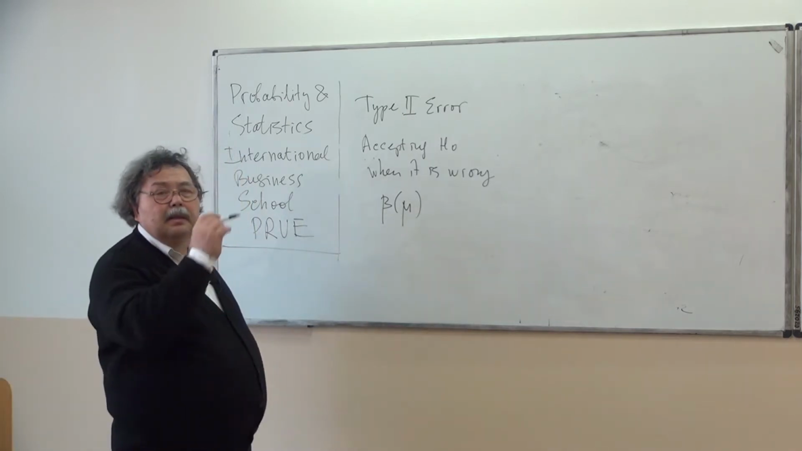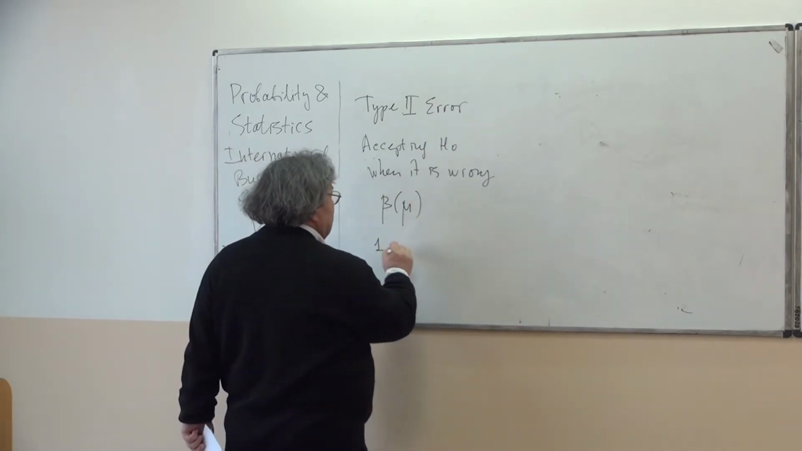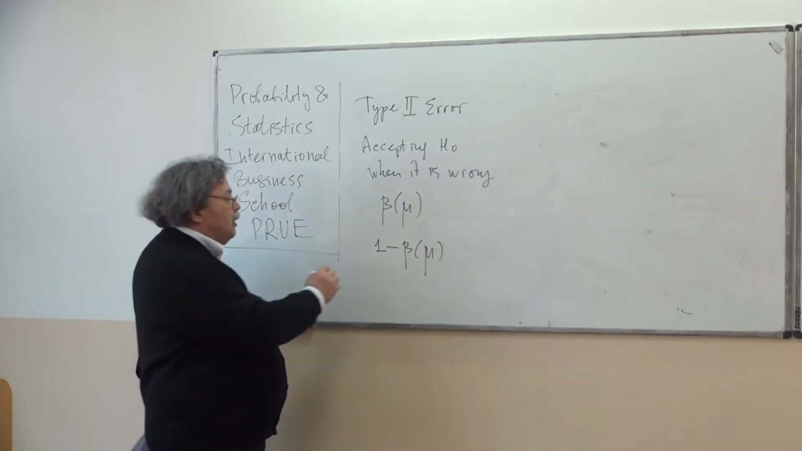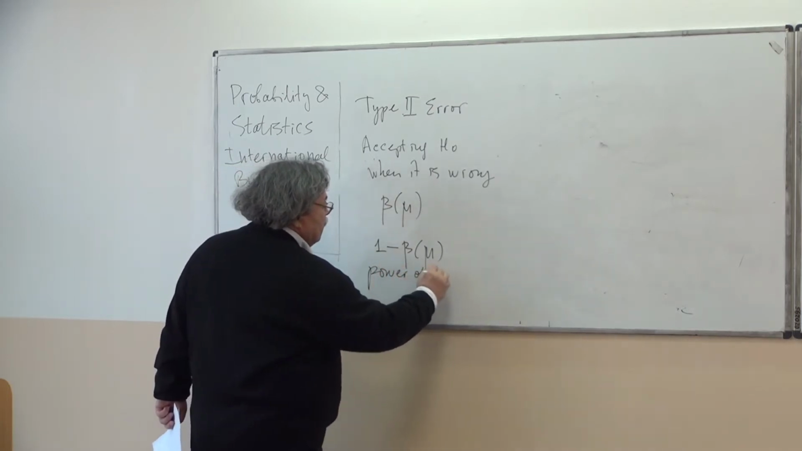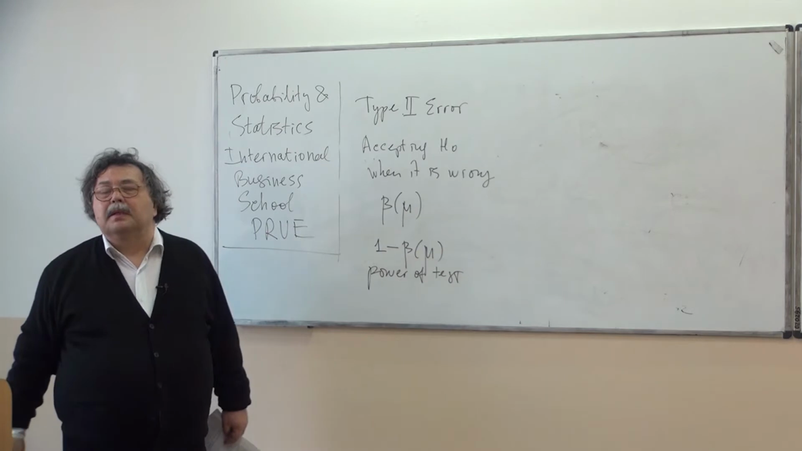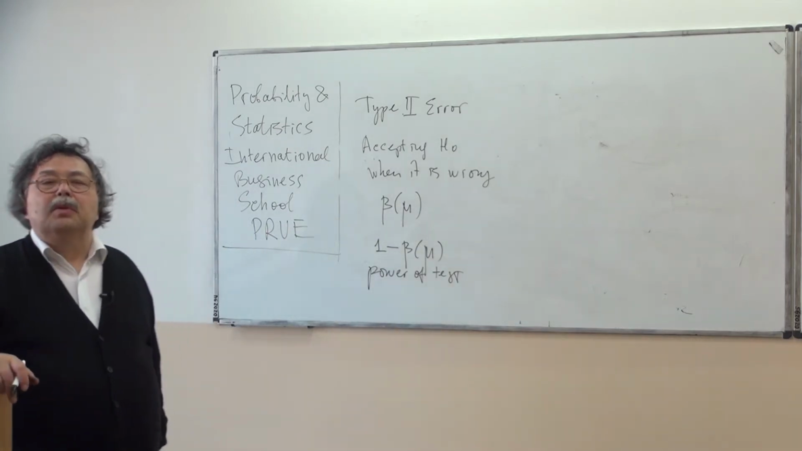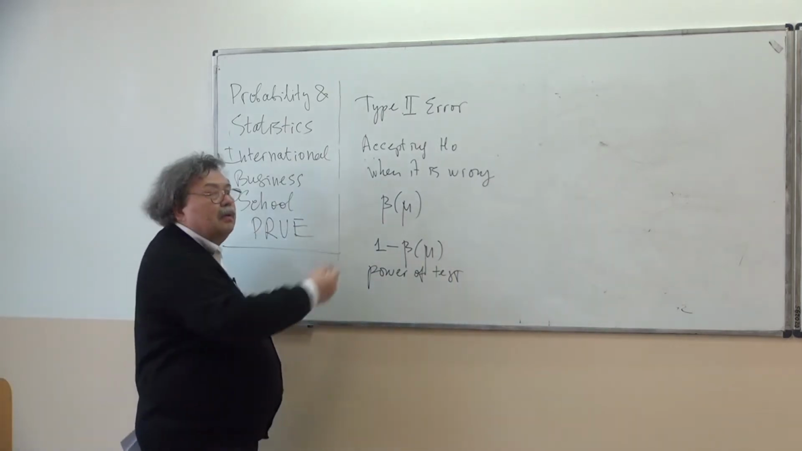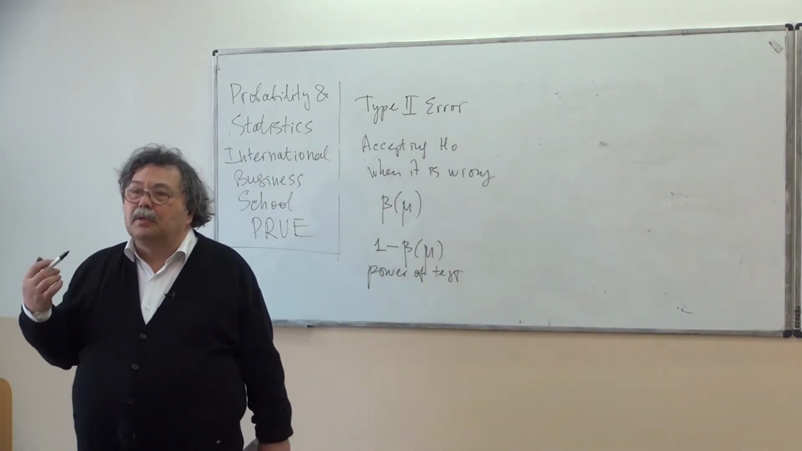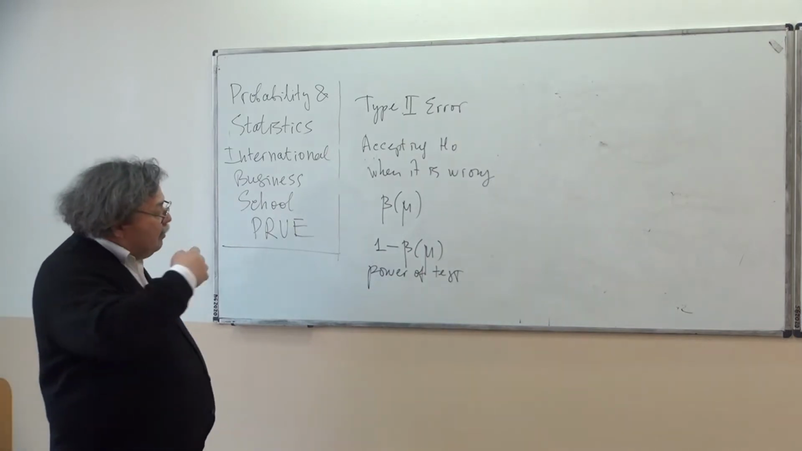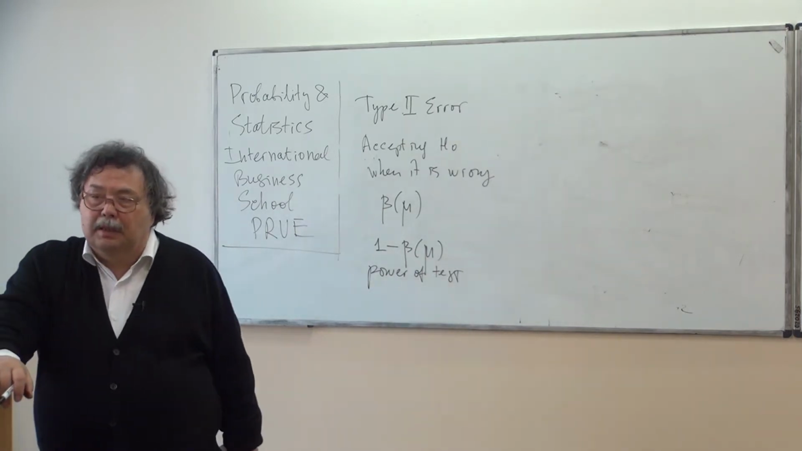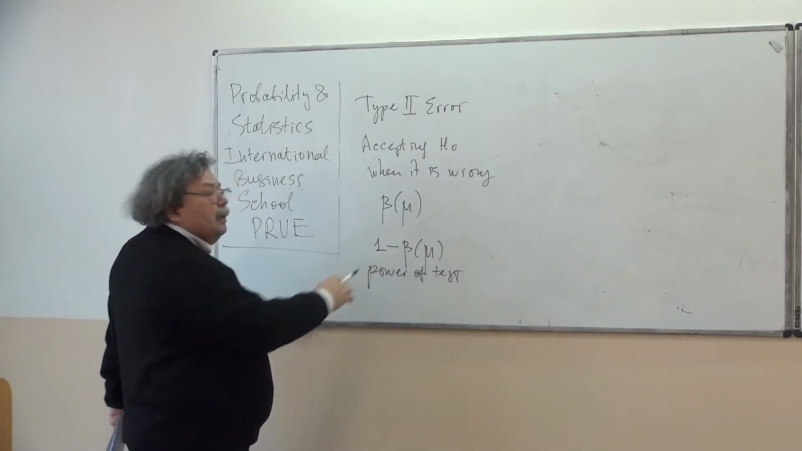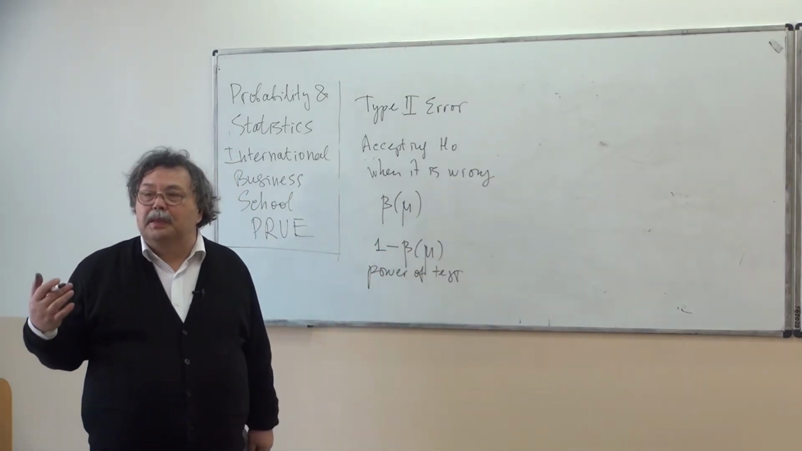But rather than looking at this, statisticians prefer to look at this 1 minus beta of mu, which is called the power of the test. Now, what's the meaning of this in simple words? Suppose mu is different from mu0. Beta of mu is the probability that we accept H0 when it's not true, and 1 minus beta of mu is the probability that we reject H0 when it's not true. So 1 minus beta is a good thing. It's a positive, a valuable property of the test.